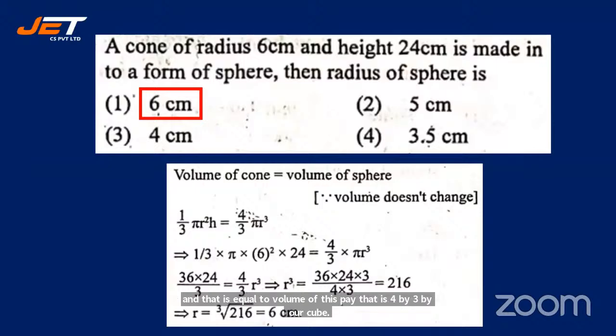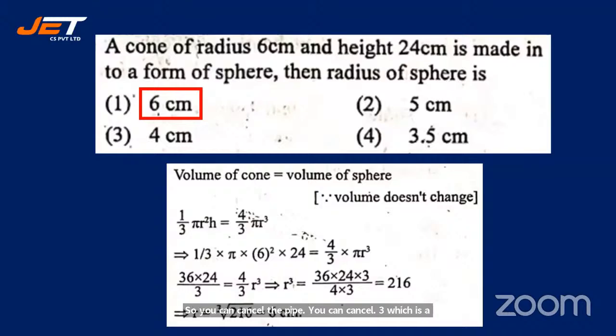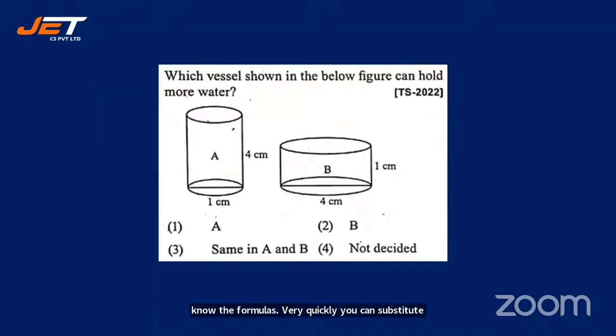So you can cancel the pi. You can cancel 3, which is a base. So you have 1/3 pi into r, where r is nothing but 6. So 6 square into the height, which is 24, isn't it? They have given, which is equal to 4 by 3 pi into r cube. So r cube is for the sphere. When you solve this, you will get 216. So r cube is 216, which means r is the cube root of 216, which is 6 centimeter. That is why we have chosen the answer as 6 centimeter. All right, students, very simple. Only thing is you need to know the formulas. Very quickly, you can substitute the values and find out the answer. With this, let's move on to the next question.